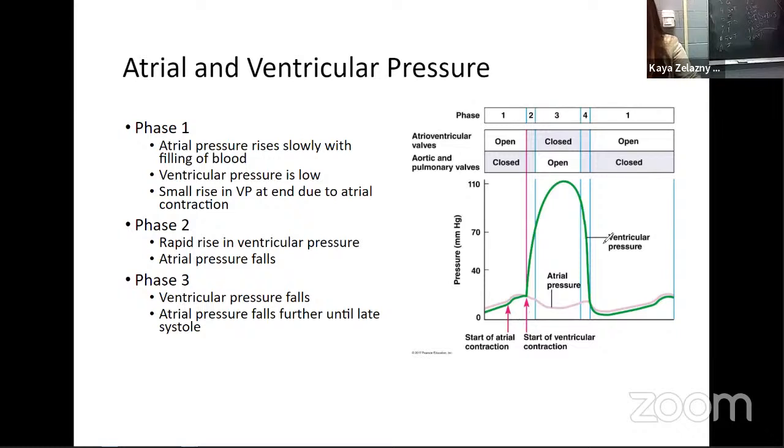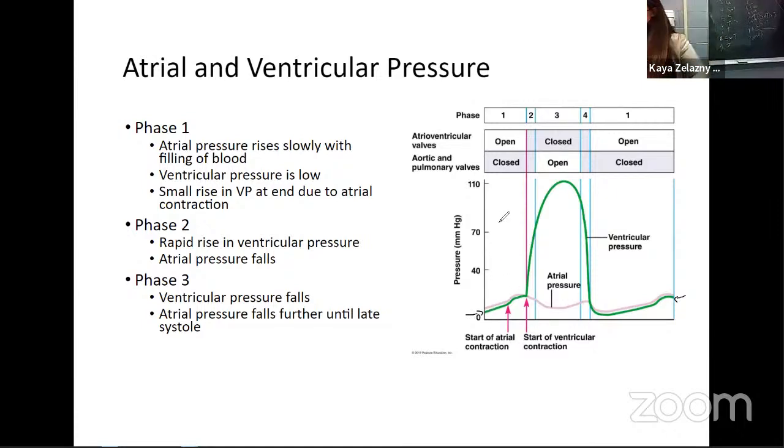But for this whole phase, our green line is the ventricular pressure. So for the whole phase during ventricular filling, which is that first phase, the green line is below the red line. So the ventricular pressure is always below the pressure of the atria, which is why we have blood move from the relatively high pressured atria to the relatively low pressured ventricles.